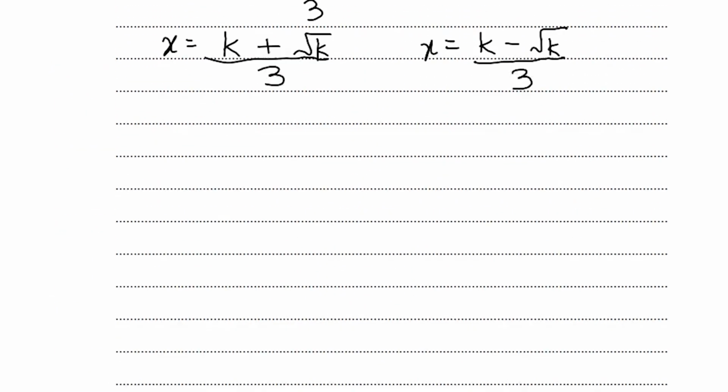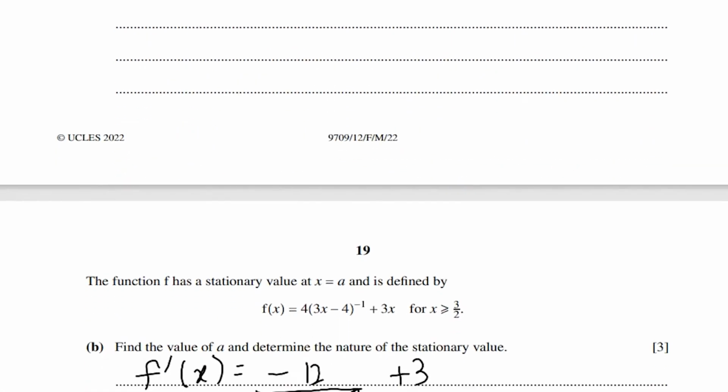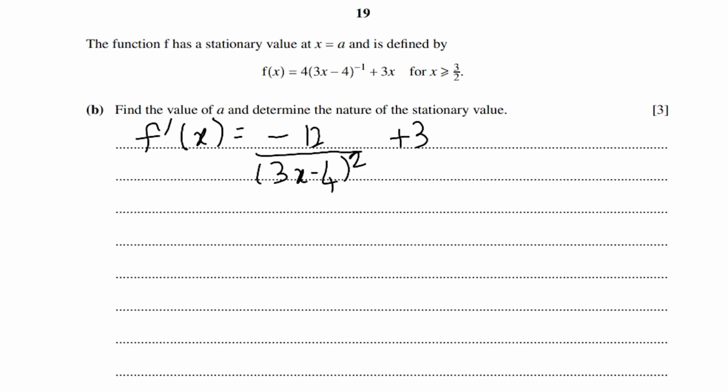So we'll use this value, as we know 1 will not be greater than 3/2. So we'll use this one, k plus root k upon 3, as the value of a. So a is k plus root k upon 3, and we'll use 4 in place of k. So 4 plus root 4 upon 3. Now root 4 is 2, so 4 plus 2 is 6, and 6 upon 3 is 2. So the value of a is 2. A is equal to 2.